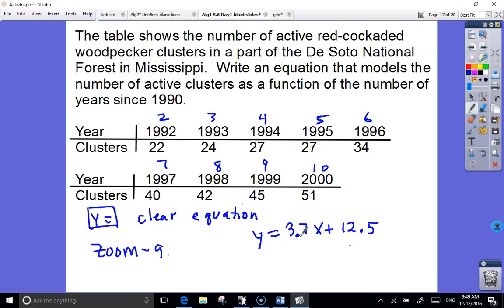Okay, quiet. Listen up. So if you did this, you should have gotten this equation. Everybody should have gotten pretty much the 3.7. That was the slope. I rounded to 12.5 for the y-intercept. So again, you can go to your y equals and put that on y1, and then see if it goes right through the middle of your points.